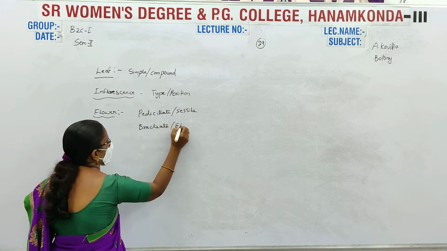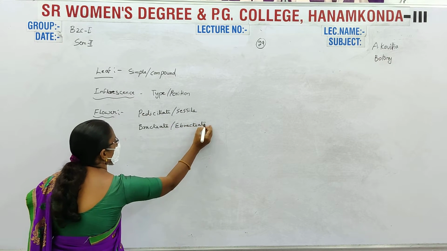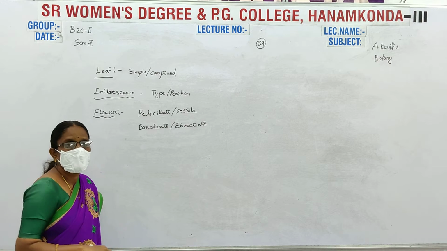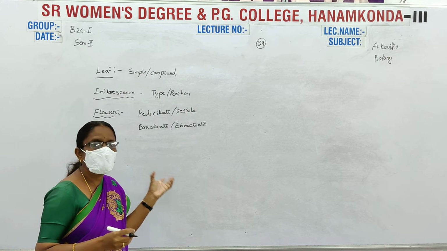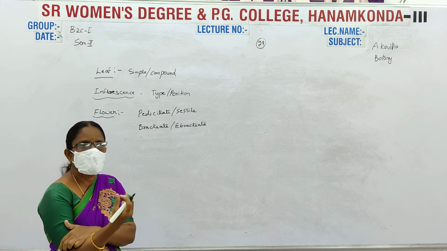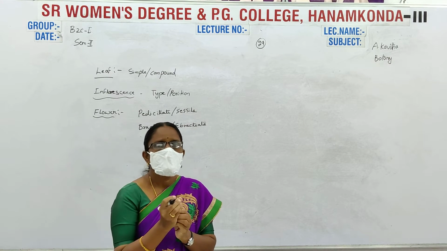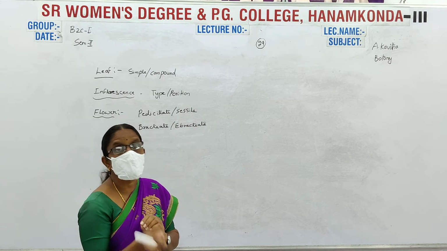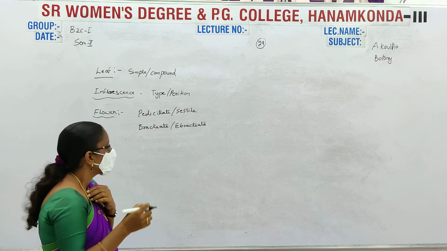Bracteate or ebracteate. Bracteates, for example, in leaves, stipules are present. In flowers, bracts are present. Small bracts are present below the flower, and sometimes small bracteoles are also present.